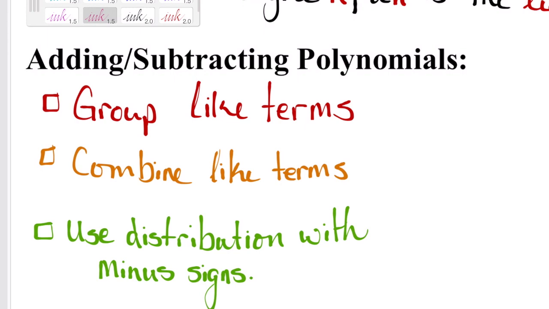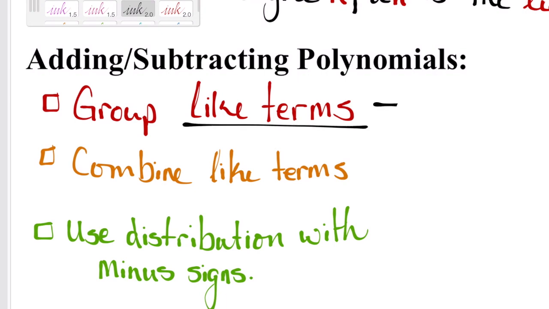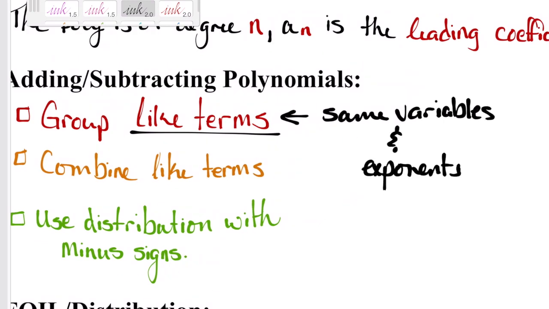When we are adding and subtracting polynomials, so when we're putting two polynomials together, we want to group our like terms. What I mean by like terms is that they have the same variables and the same exponents. So I can only add an x squared to another x squared. I can only add an x to the fourth power to another x to the fourth power. If they have different exponents, like an x squared and an x cubed, I can't add them together. So once I've grouped them, I can actually combine them. So do the whole adding and subtracting thing. So combine those like terms.